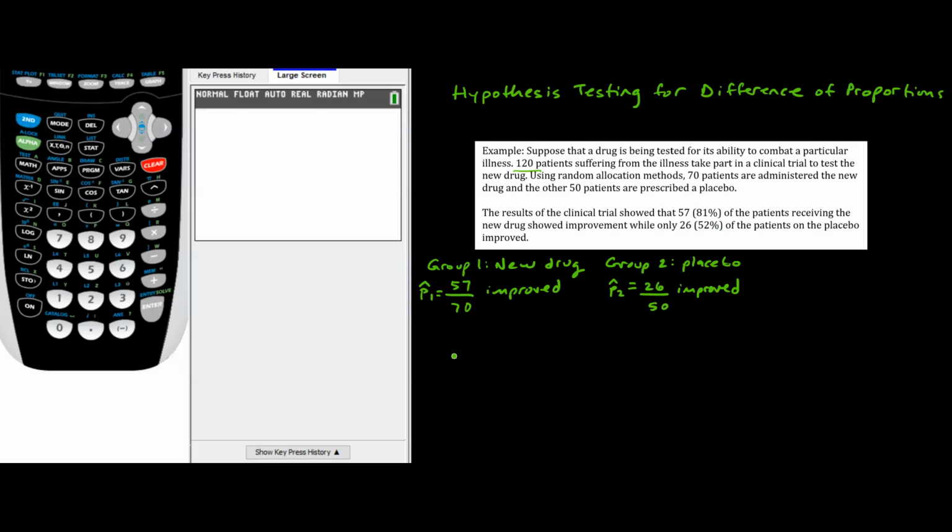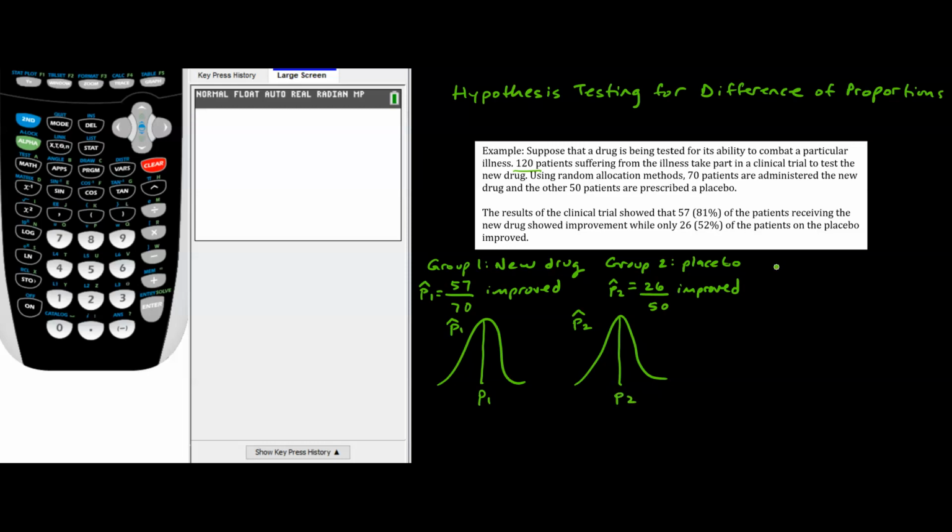Now, as you might recall from before, the p-hat distribution is approximately normal as long as certain assumptions are met. And so if we look at p-hat 1, it has a mean of p1, where this stands for the true proportion of people in the population who would improve on the new drug. And p-hat 2 also has a distribution that is approximately normal, and the mean of this is p2, which stands for the true population proportion of people who would improve on the placebo.